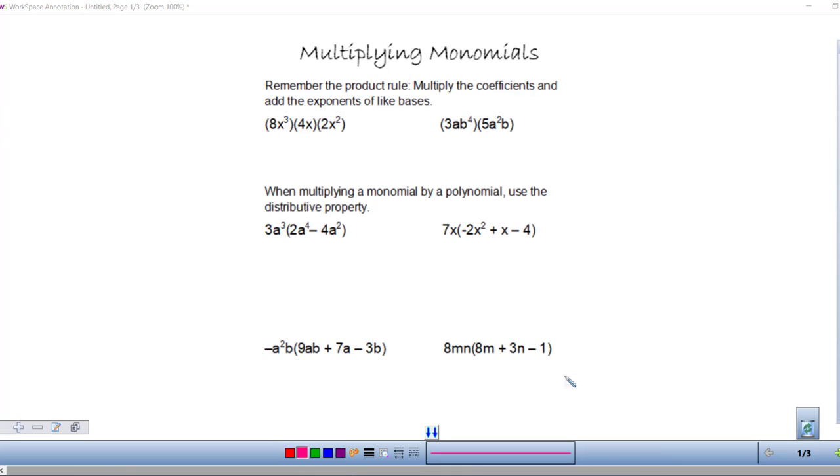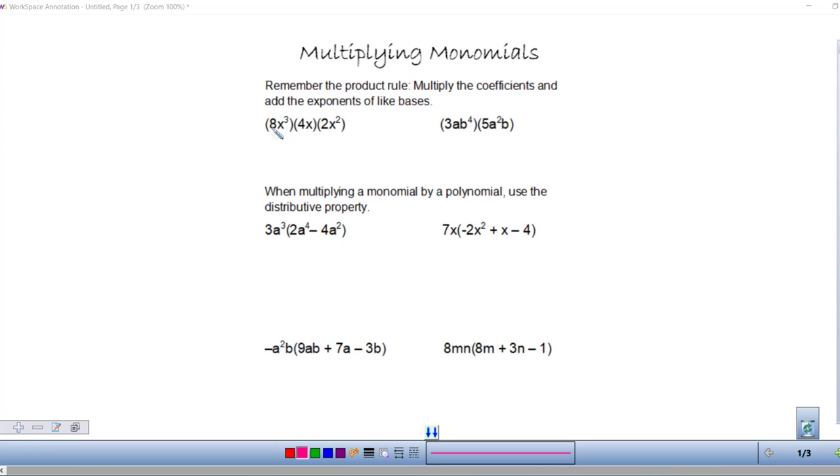Today we're going to talk about how to multiply polynomials. We're going to start by just multiplying monomials. Remember, a monomial is one term. Another thing we need to remember is our exponent rules. The product rule is multiply the coefficients and add the exponents of like bases.